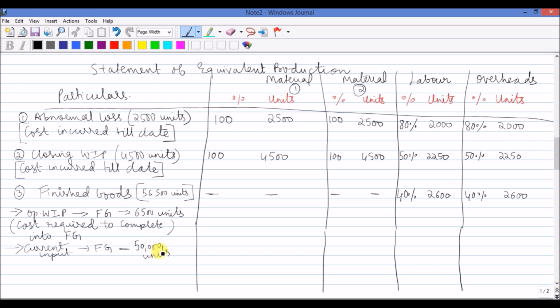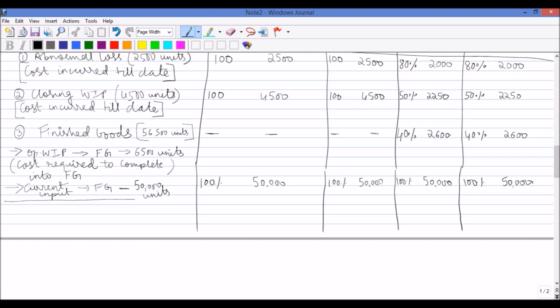So in order to complete into finished goods, 100% of material 1 is used, which is 100% of 50,000, so it is 50,000 units. 100% of material 2 is used, which is again 50,000 units. 100% of labor is used, which is 50,000 into 100% is 50,000 units. And friends, 100% of overheads are used, which is again 50,000 units. Now we have done it. The sum is over, my friends.